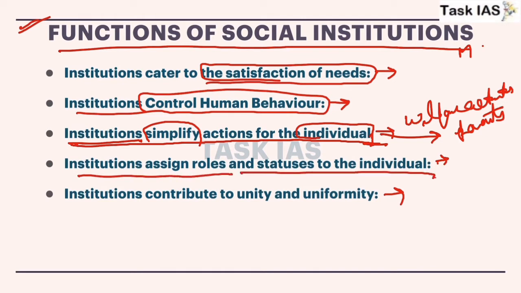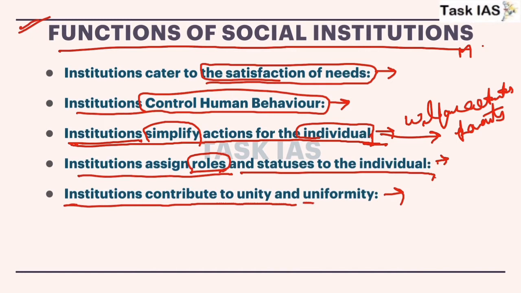Among different institutions, if political institutions are considered, then it is democracy, where citizens have their role and status as important members of democratic institutions. Their role as citizens becomes important when voting or elections take place. Now, institutions contribute to unity and uniformity. If institutions guide a particular kind of behavior, that will drive uniformity.